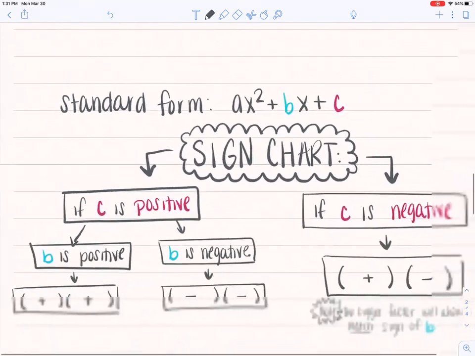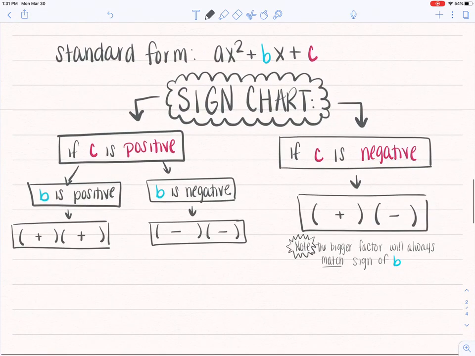And again, just to reiterate the sign chart, please make sure you get that copy down. It will hopefully help you moving forward in this class.